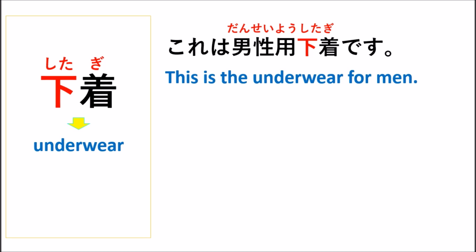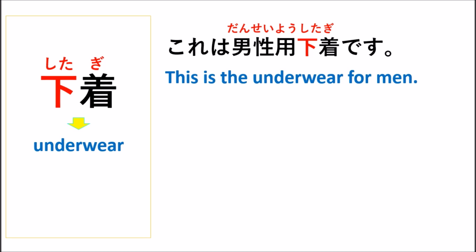これは男性用下着です。If you want to say this is the underwear for women, you can say これは女性用下着です。It means this is the underwear for women. 女性 means women. So when you use it with 用下着, this means the underwear for women.